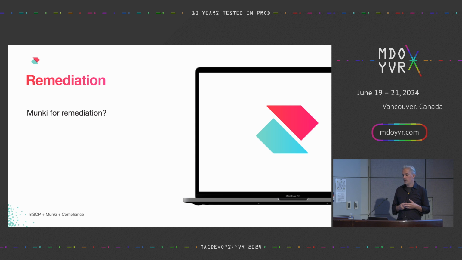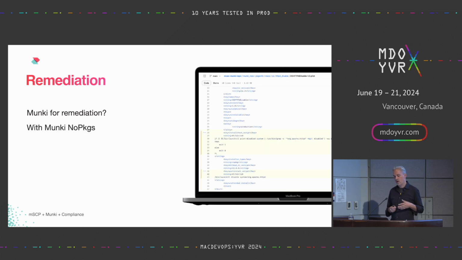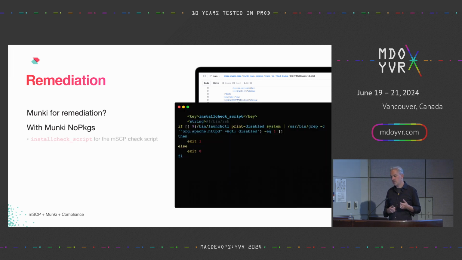We've made some experiments with Munki nopkgs that we use to remediate failing controls. A nopkg is a Munki package without actual software, and it's only the metadata with the install check script and a post-install script. And here you can see the nopkg that we use to switch off the HTTPD server. Okay, and in the install check script, you can see this is the default mSCP script, a very short one, and we just have to make sure that it will exit with an error when the machine is compliant.